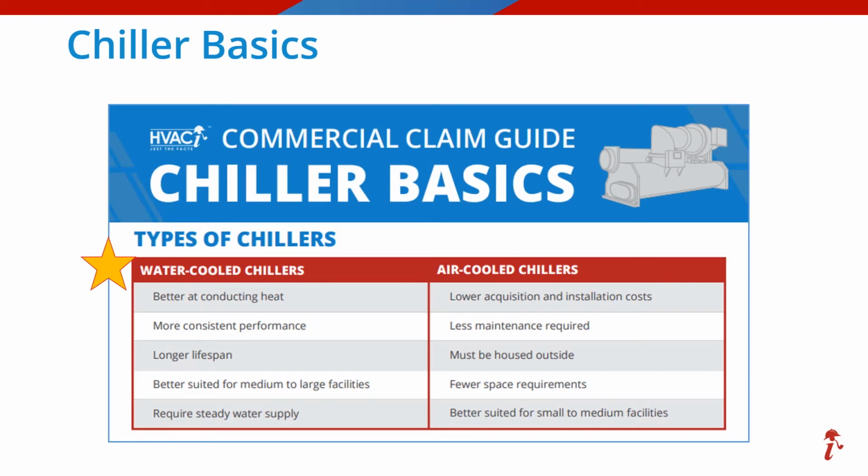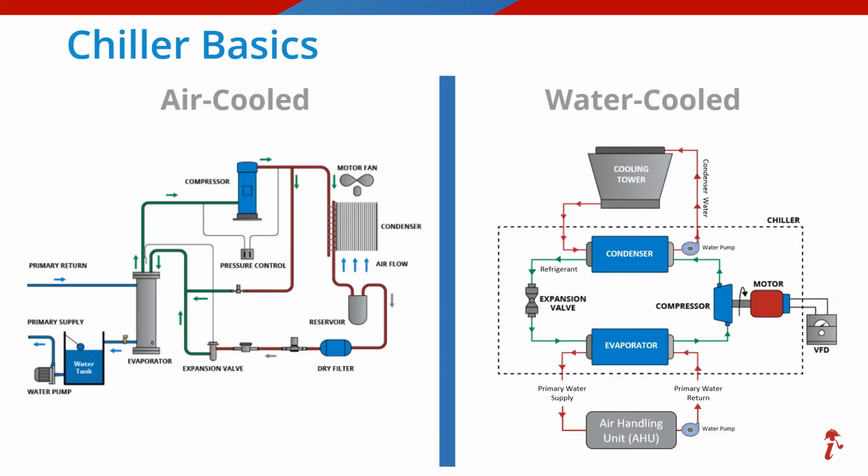Water-cooled systems are the larger, more complex type. They will cost more upfront, but will also last longer and be more efficient. These types are best suited for those medium to very large facilities. Air-cooled chillers are better for small to medium facilities, have cheaper installation costs, will require less maintenance, and take up less space.